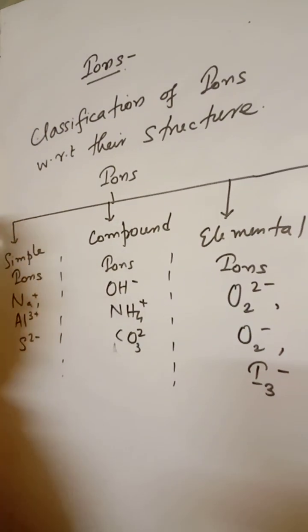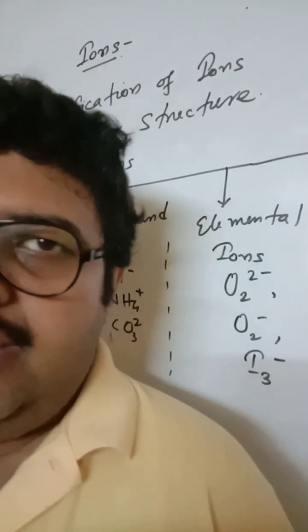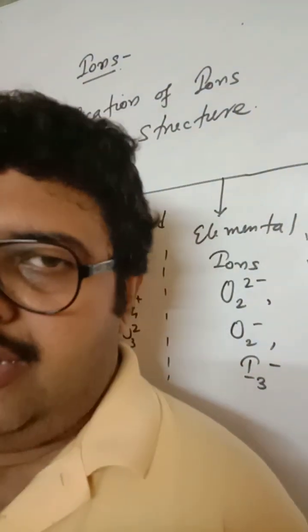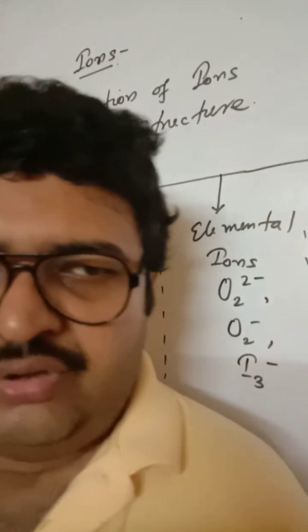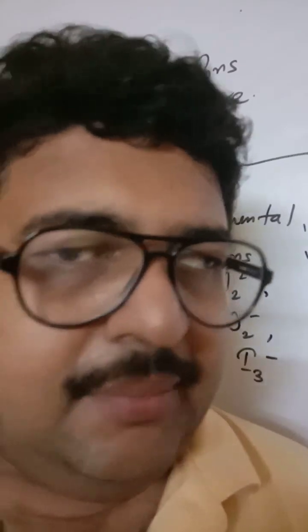Now what are ions? Ions are those chemical species which acquire either positive or negative charges. So any chemical species, maybe an atom, maybe a group of atoms, or maybe a cluster of atoms which acquire positive or negative charges are known as ions. Now if the ions are positively charged, we call them cations. If the ions are negatively charged, we call them anions.